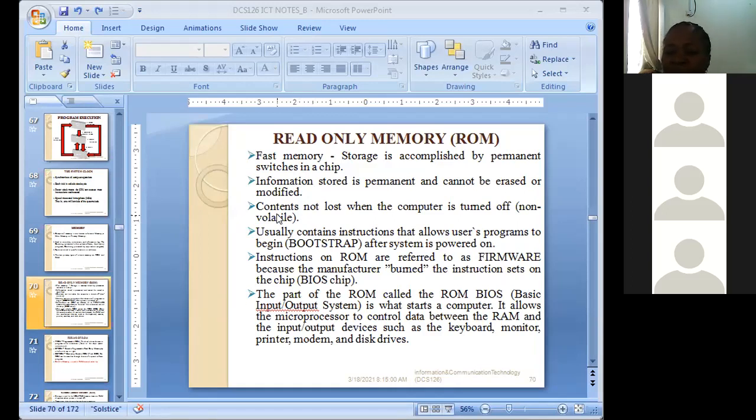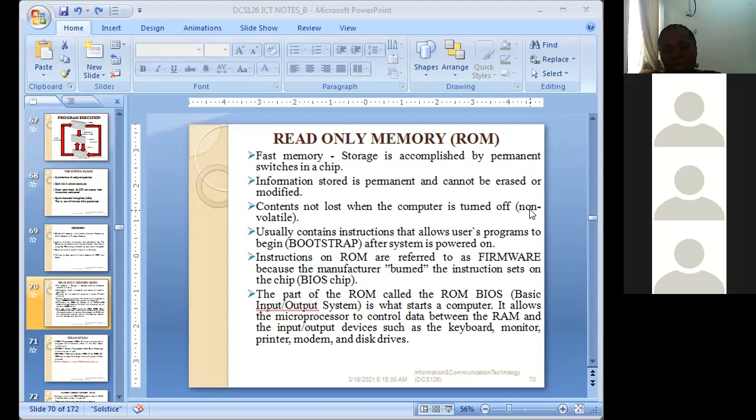So that is point 1 and 2. Now, point 3 also follows point 1 and 2. Why do I say so? The content of ROM can never be lost when the computer is turned off. We call this attribute non-volatility. ROM is non-volatile, or in simpler English, read-only memory is not volatile. It doesn't lose data. It doesn't lose its contents.